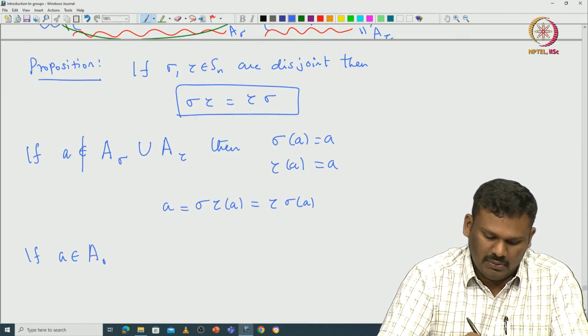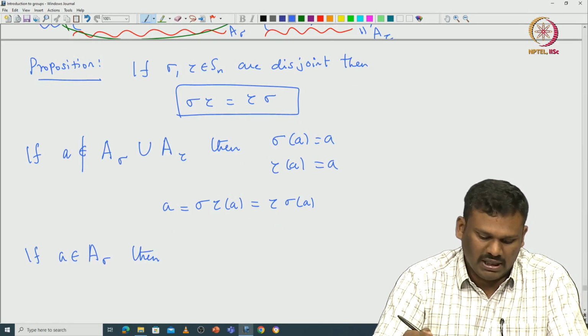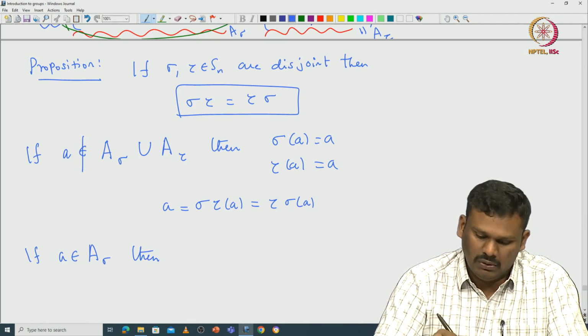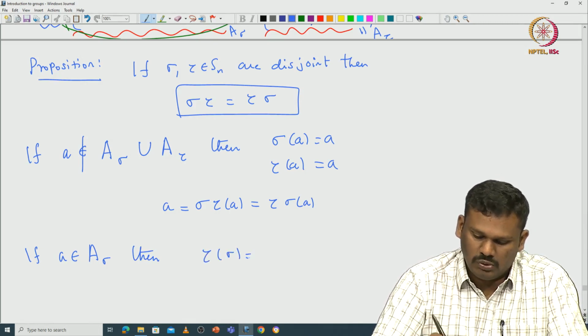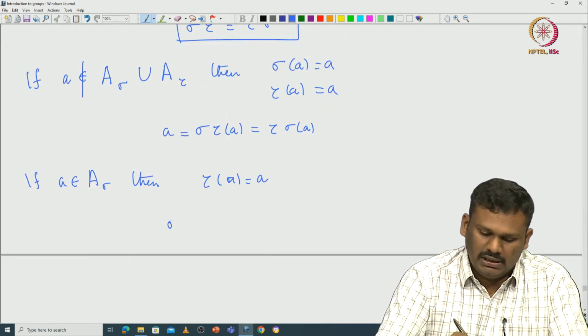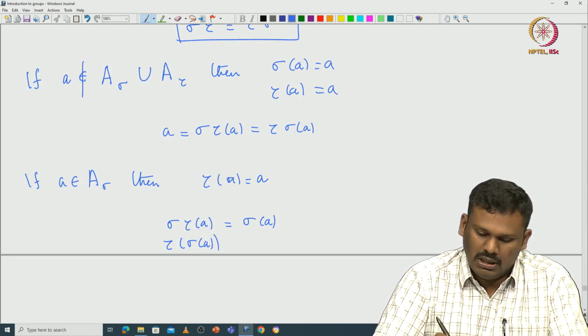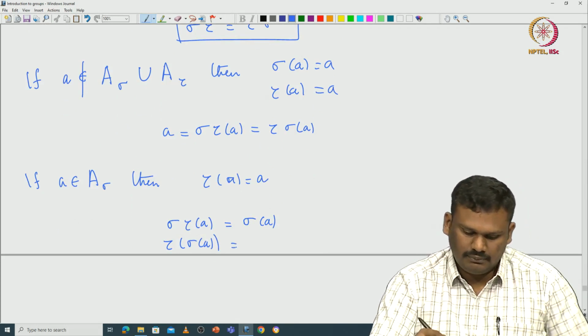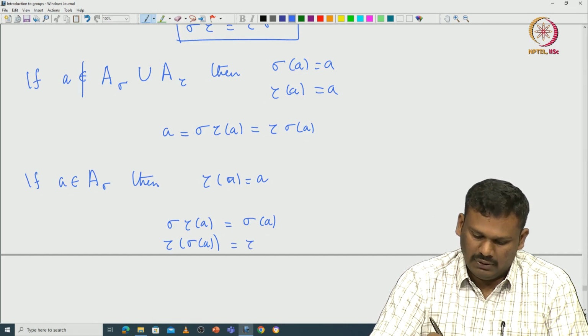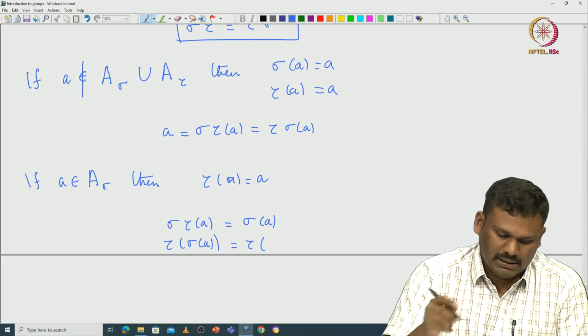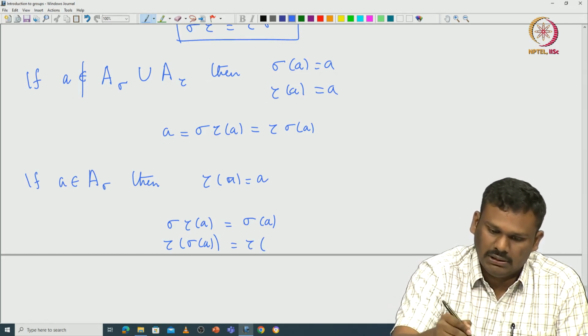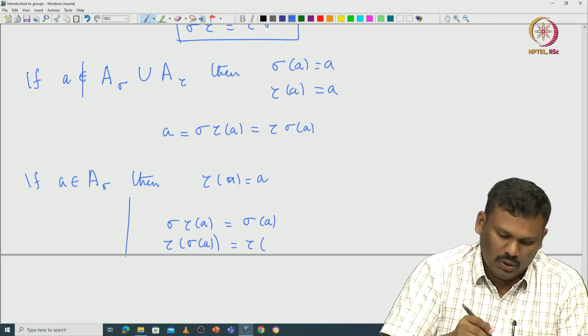Okay. Now if this A comes from this A sigma, then what happens? Because A sigma is disjoint from A tau, you can see that tau of A should be A. In particular, sigma tau of A is going to be sigma of A, and similarly tau of sigma of A is going to be tau of... So, if A is coming from A sigma, then we have to see what it means.